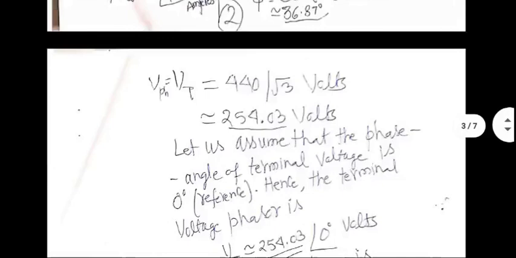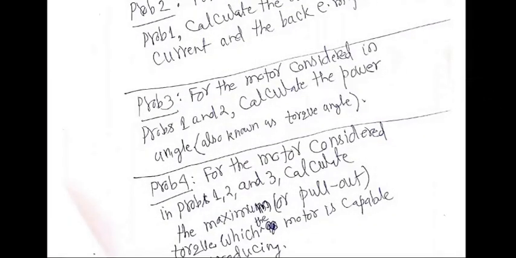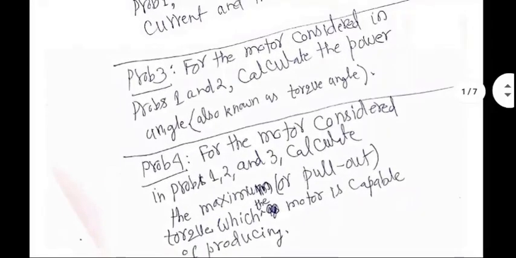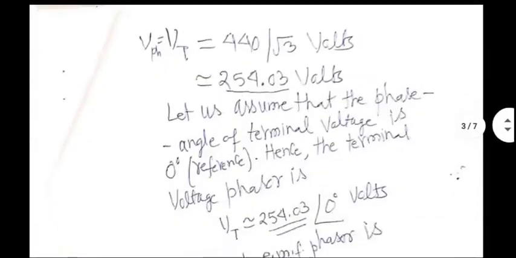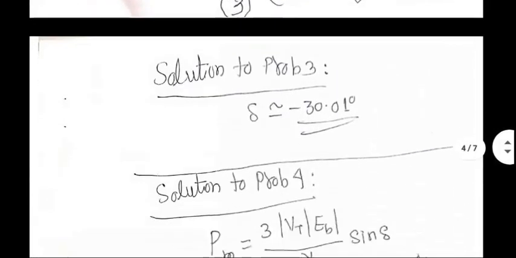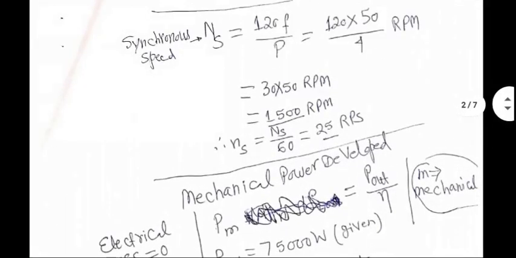Now, problem 3 carries on with the same task, but now they want you to calculate the power. Oh, that we have done already. Problem 3, yeah, delta is already calculated. Not an issue at all. Problem 4. What does it say?